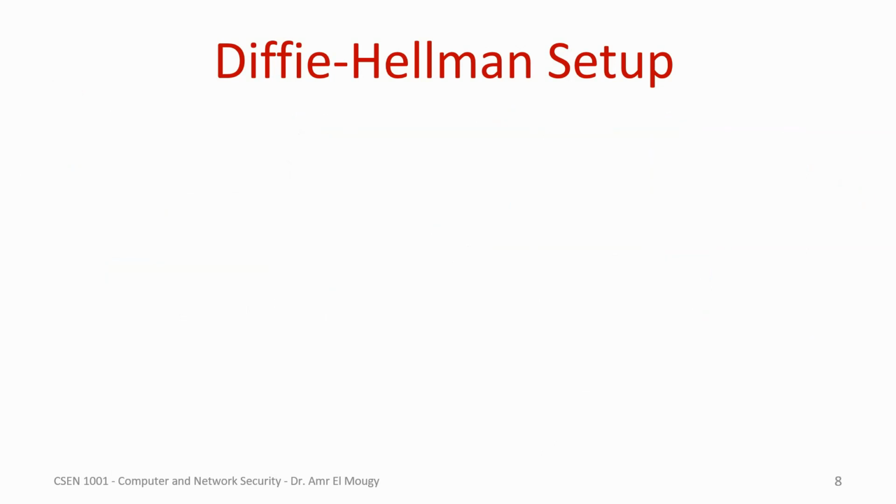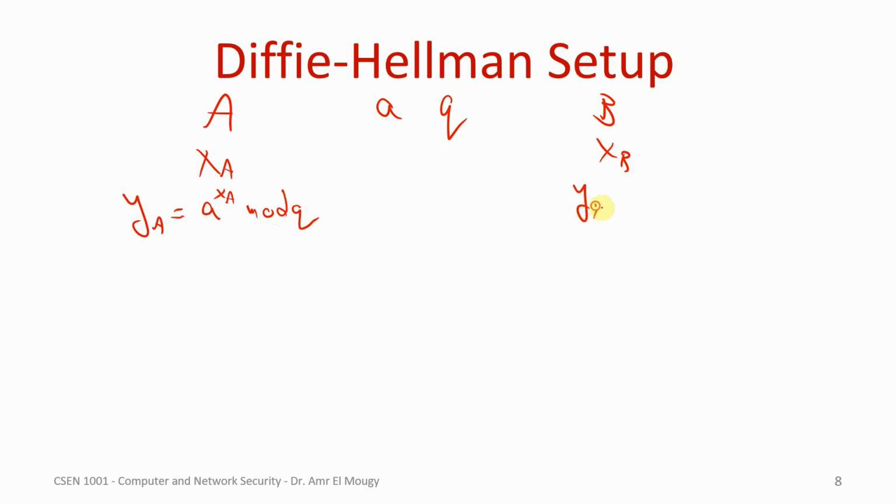Now, let's see how the Diffie-Hellman exchange actually works. Let's say you have these two users, A and B. They have agreed on a generator A that is a primitive root modulo a prime number that they also agree upon, Q. A chooses its private key XA, B chooses its private key XB. Okay, both of them have to be less than Q. Now A calculates its public key YA equals A power XA mod Q. B calculates its public key YB equal to A power XB mod Q.